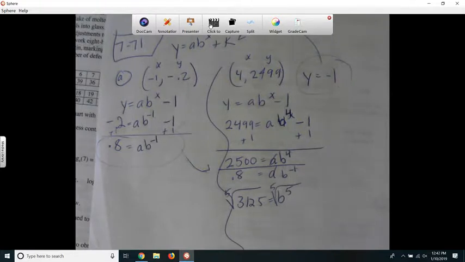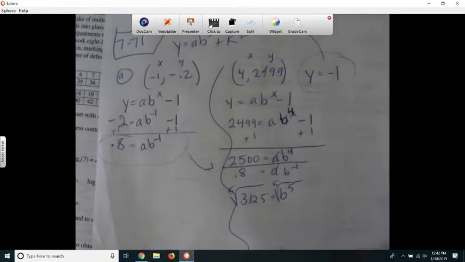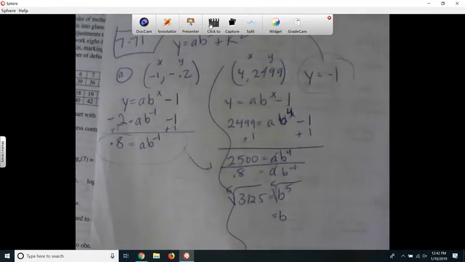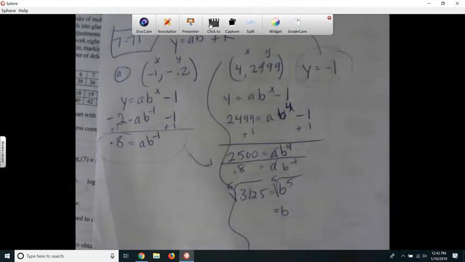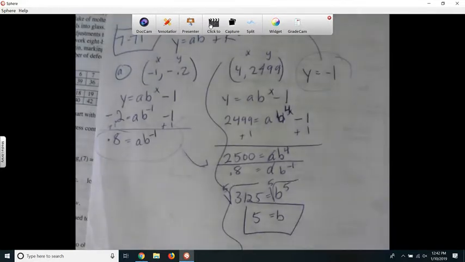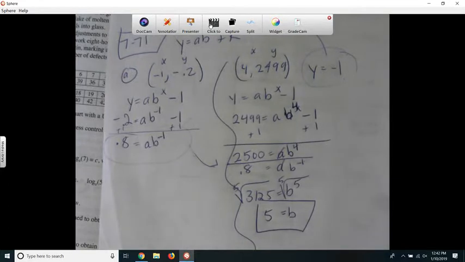5. Is it really 5? Yes. Okay, so you're saying that 5 times 5 times 5 times 5 times 5 equals 3125? Mm-hmm. Okay, so if you guys can figure out how to get that into your calculator. If you can't figure out how to type that into your calculator, you can just raise both sides to the 1/5 power. That would also work. So now I know b.